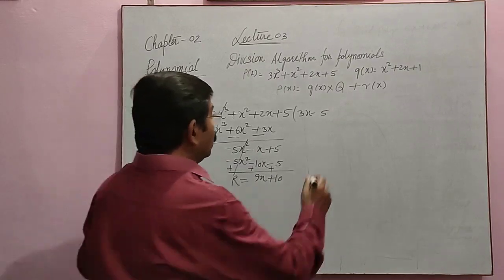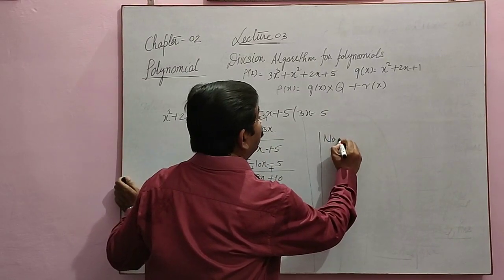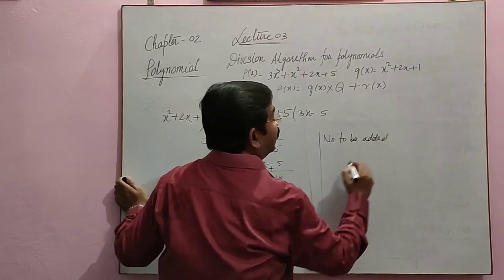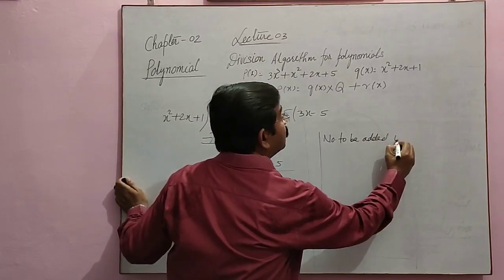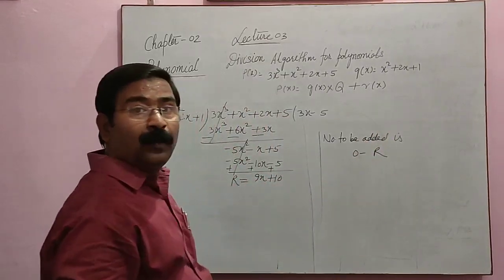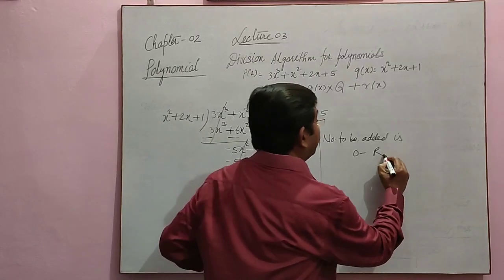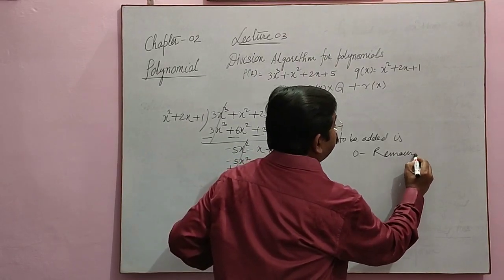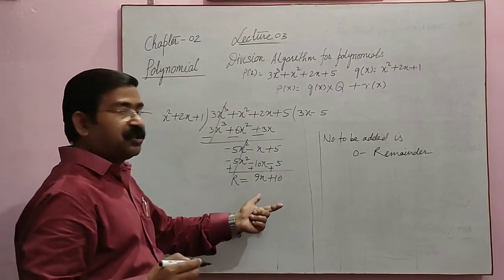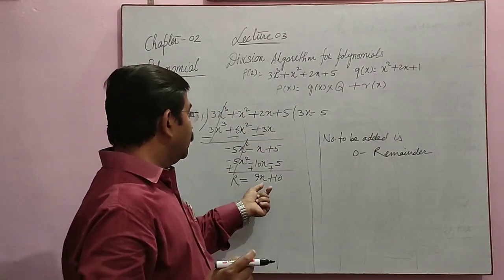So what to do? You will write simply like this: the number to be added is 0 minus remainder. 0 minus remainder. This is the method. I am writing it in full. 0 minus remainder.